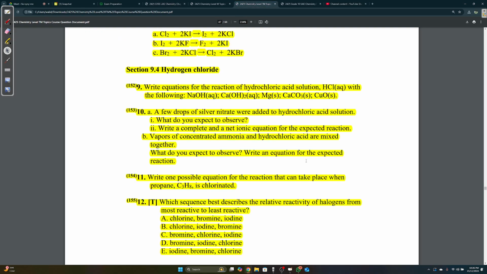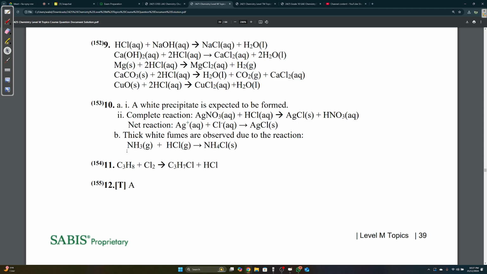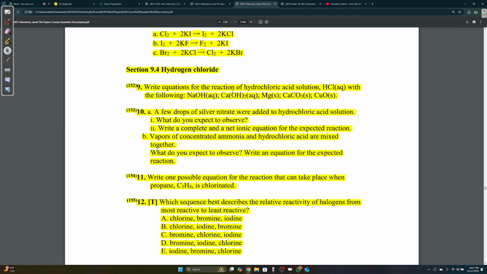Vapors of concentrated ammonia and hydrochloric acid are mixed together. So ammonia and hydrochloric acid are mixed together. What do you expect to observe? Write an equation for the expected reaction. This was never explained to you, but you need to memorize that when you mix ammonia with HCl, you can get thick white fumes. Memorize it if it comes.